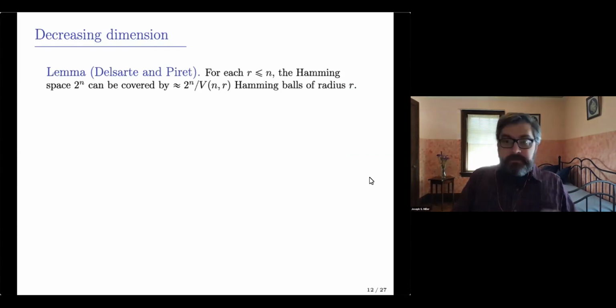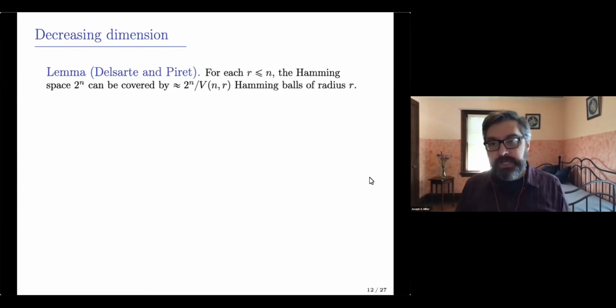Okay, now that answered the whole question about increasing dimension and how many bits you'd have to change to increase dimension. How about decreasing dimension? Well, here we have to talk a little bit about coding theory again. And Delsarte and Perret, I have no idea if that's how you pronounce their names. I'm assuming they're French.